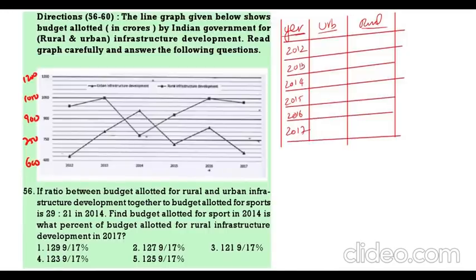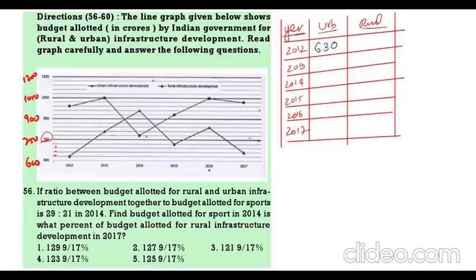Now, one thing you need to know: each line is equal to how many units? See, 600, 1, 2, 3, 4, 5 and it is 750. That means each line is 30. This is 630, 660, 690, 720, 750. Like that we have to take. Based on this, we should answer the question. For every year you should note down the values. 2012, urban is a triangle. This is 630. Then rural, this is 900, 930, 960, 990.